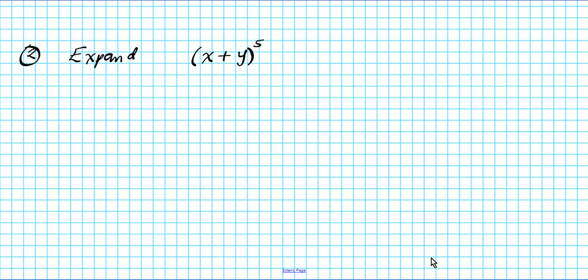Okay, so what we're going to do is set up Pascal's triangle all the way to the fifth row. The reason we're going to the fifth row is because this binomial is being raised to the fifth degree. Now, one thing you want to remember concerning the setup of Pascal's triangle is that you always start from row 0. Okay, so this is row 0.